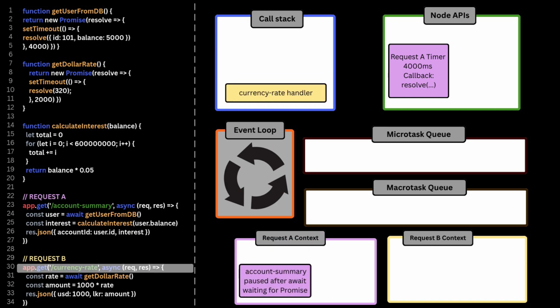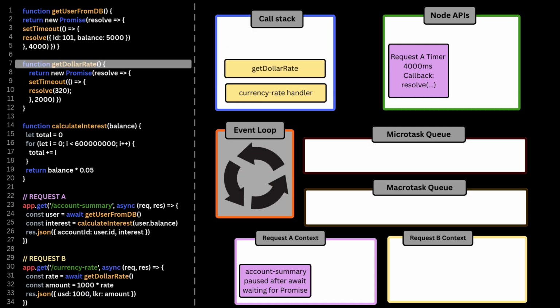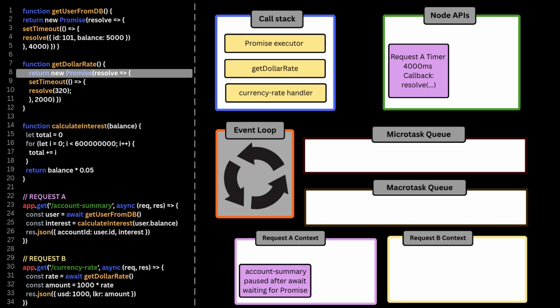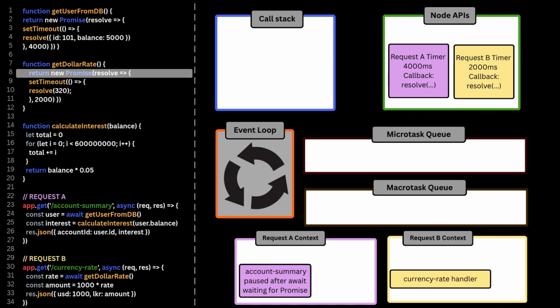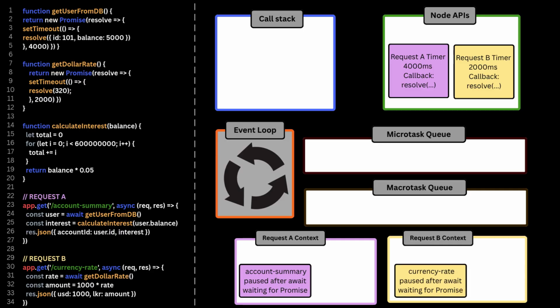Now another request arrives. Because JavaScript is no longer waiting, Node.js immediately starts processing the second request. This asynchronous operation is also delegated to Node APIs. At this moment, both operations are waiting asynchronously outside the JavaScript call stack.